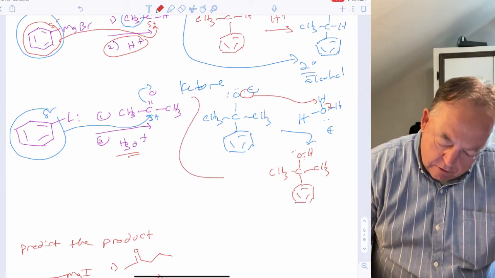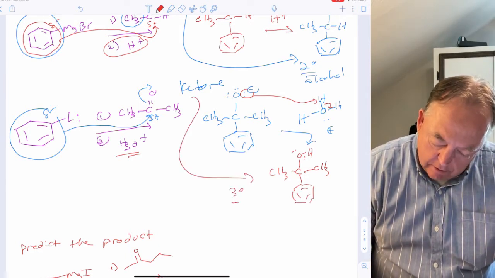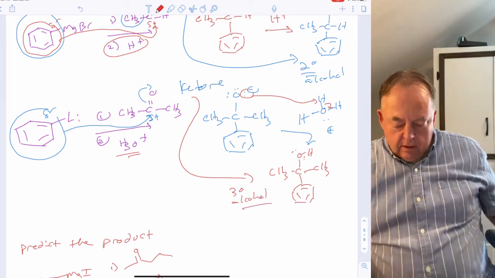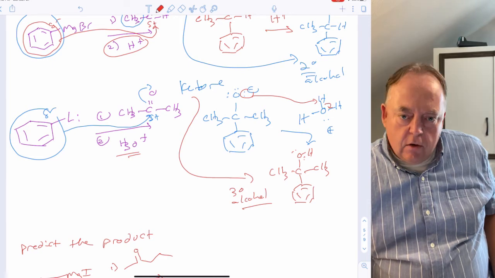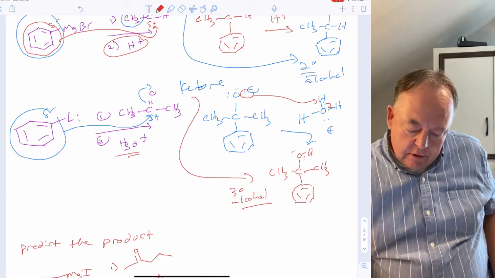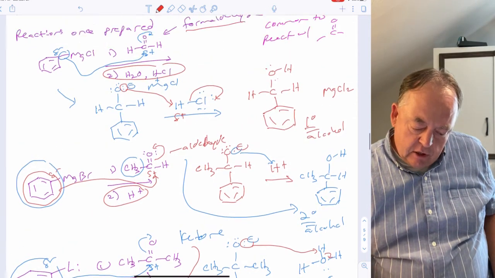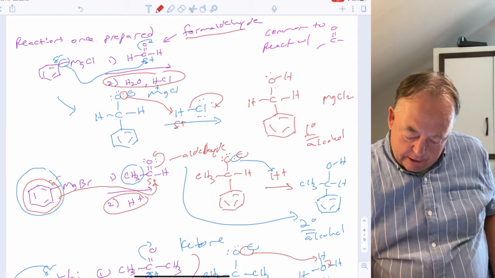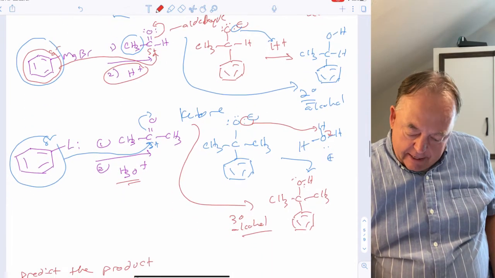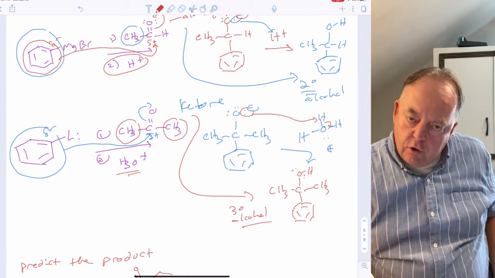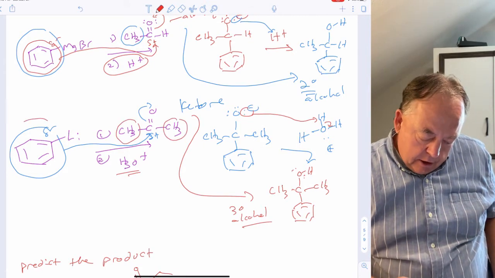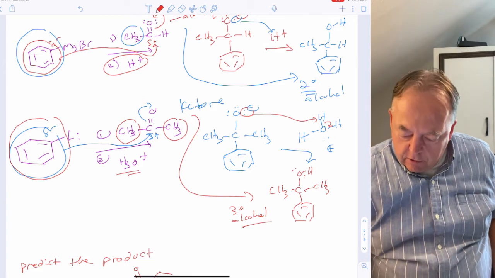So from the ketone, then you made a tertiary alcohol. So with Grignard reactions and organolithium reactions, you can make primary alcohols, secondary alcohols, tertiary alcohols. It just depends on what you reacted with. Formaldehyde gives a primary alcohol, an aldehyde gives a secondary alcohol, and a ketone, since it's already got 2 alkyl groups attached to that carbon, and you're adding a third, is going to become a tertiary alcohol.